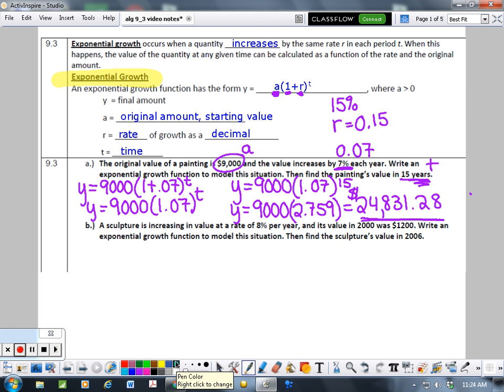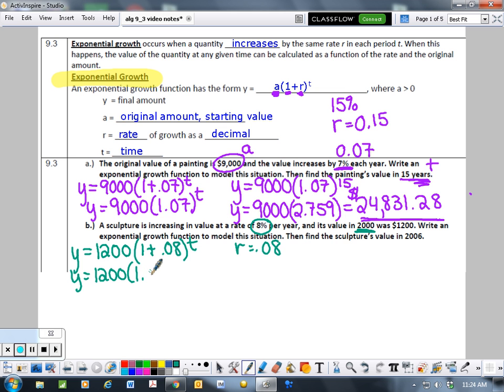Okay, next one. A sculpture is increasing in value at a rate of 8%. So remember, 8% would be 0.08. And its value in 2000, so that's going to be a key for us, was $1,200. So I'm going to write y equals, so I know that it was $1,200. And I know my interest rate, so it's increasing at a rate of 0.08. There we go. Write an exponential growth function to model the situation. Did that. Let me write this a little bit together: 1,200 times 1.08 to the t power.